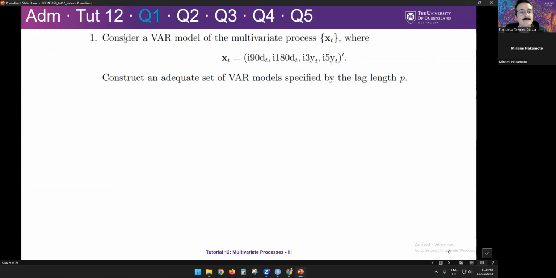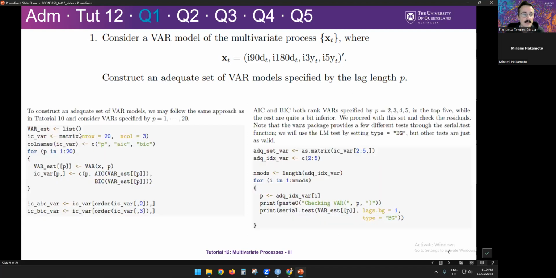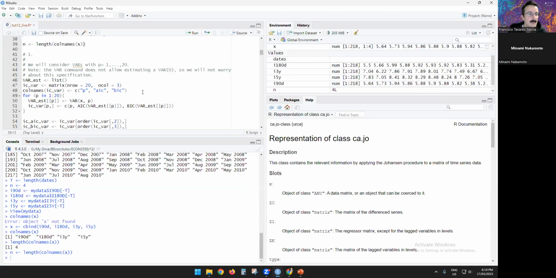Now, first, consider a VAR model of the multivariate process xt, where xt equals the 4 variables that we had before. Construct an adequate set of VAR models specified by the lag length p. This is nothing new for us. We've done it last week. So it will be the same process that we had before. So let's go. Question 1.